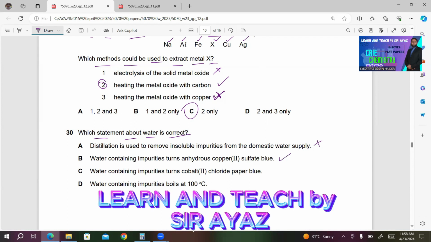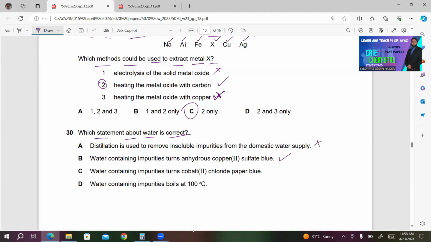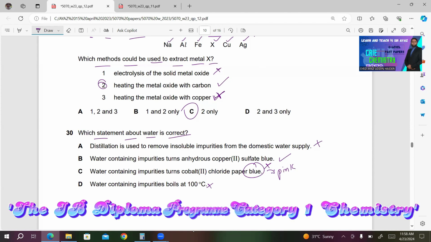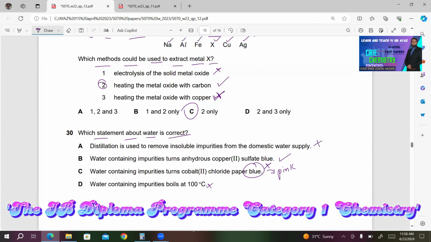For your convenience, I'm reading the other statements. Water containing impurities turns cobalt chloride paper blue. No, it turns pink, not blue. This is incorrect. D, water containing impurities boils at 100 degrees centigrade. This is also incorrect. It's impure, so it does not boil at 100 degrees centigrade. The boiling point will definitely increase due to the presence of impurities. So B will be the right answer for number 30.